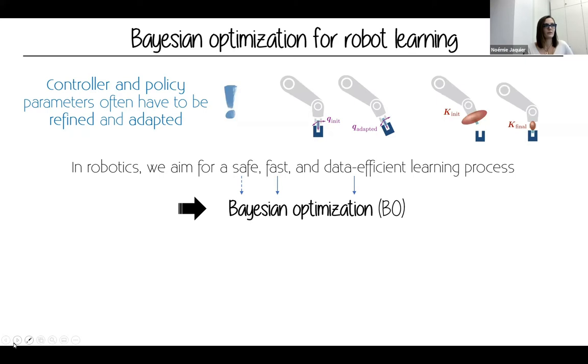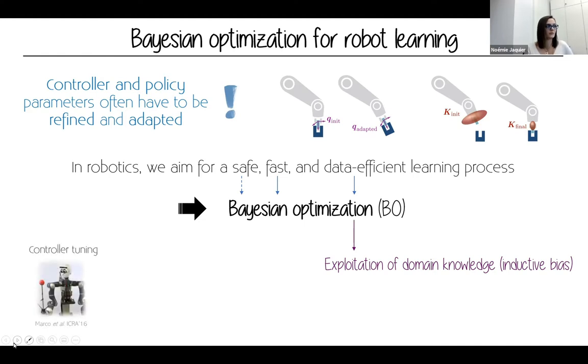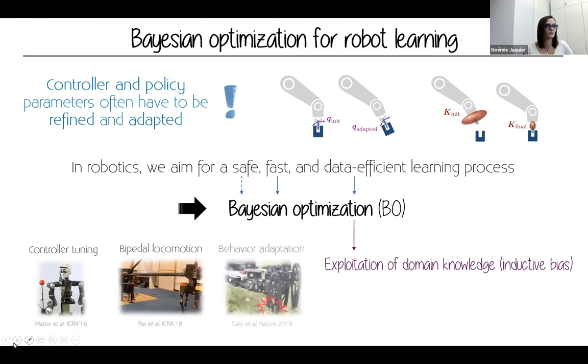I think in both the BO and the robotics community, we are always trying to go for more data-efficient learning processes. In BO, this can be done by exploiting domain knowledge, so adding some additional inductive bias into our BO algorithm. This has been done in robotics in several contexts, such as controller tuning, here for bipedal locomotion, and for general behavior adaptation in the case where the robot is breaking.